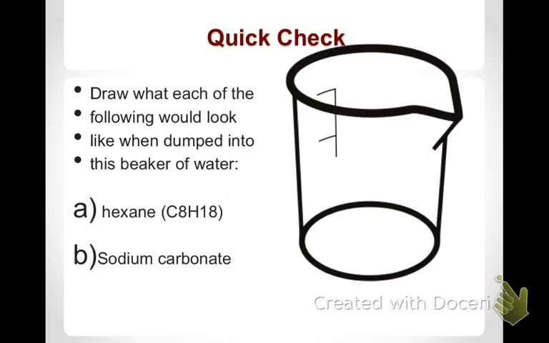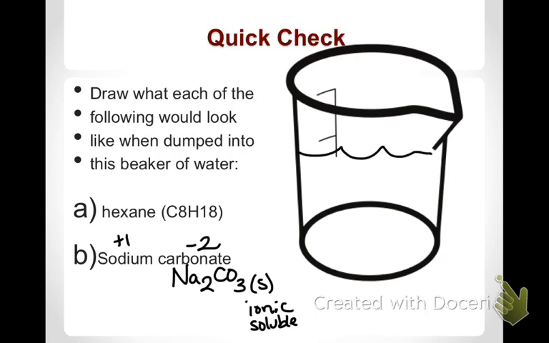Sodium carbonate, on the other hand, if I were to write its formula, it would be Na2CO3, sodium being a +1 ion, and carbonate being a -2. It is a solid at room temperature, but more importantly, is it ionic? Yes, it is ionic. And then using my solubility chart for my next question, is it soluble? Yes, it is soluble. So when sodium carbonate goes into water, we would expect that this would both dissolve and dissociate into ions. So I'm going to draw all my ions dissociating.